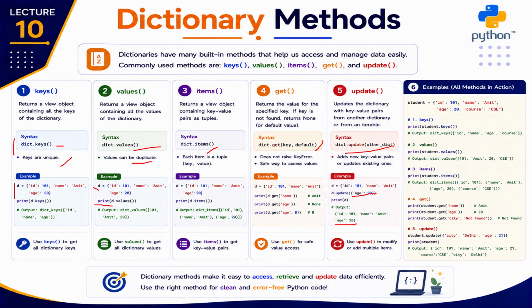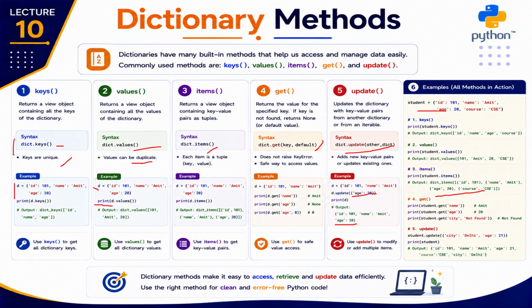Now you can see examples here of all these 5 functions. Let's understand these examples. You can see here the keys method is used and all the keys of this dictionary are in the output. Same with the values method, all the values of this example are here. In items, you can see all the key and value pairs are in the output in the form of tuples. With the get method, you can see name Amit, age 20, and city. You can't see the city here, so the output will be None.